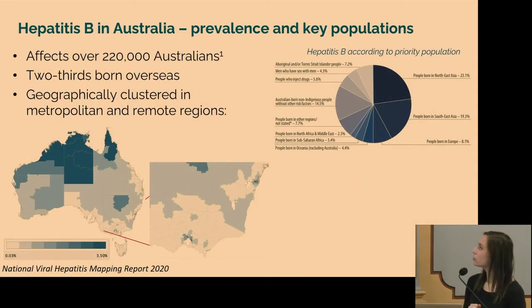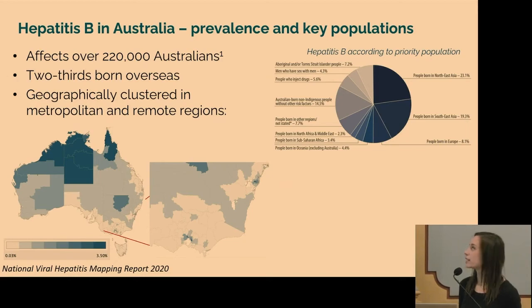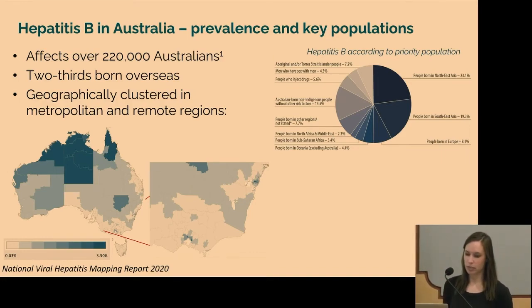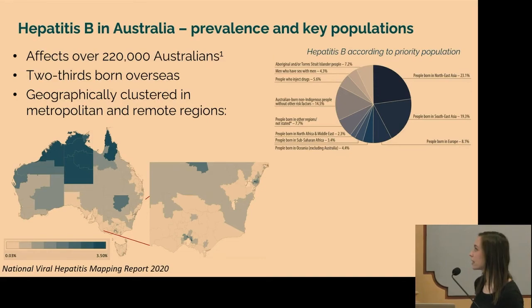So moving into Australia, at an overview level, chronic hepatitis B is estimated to affect over 220,000 Australians. That's the figure for 2020. And as has been discussed, the majority of people affected were born overseas, and this chart just shows the distribution of those key populations. Some of them have been touched on already, but you can see in particular those born in the Asia-Pacific region are strongly represented there.